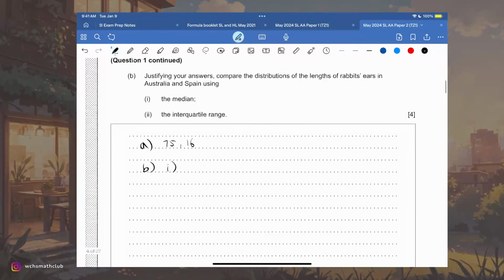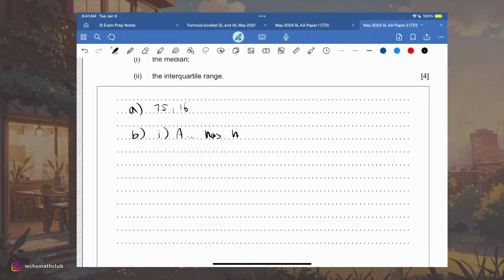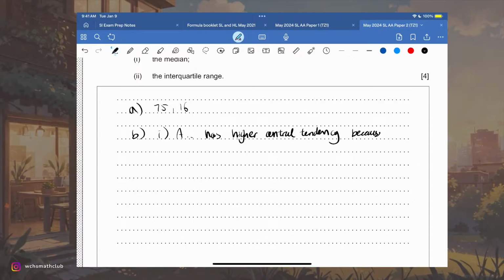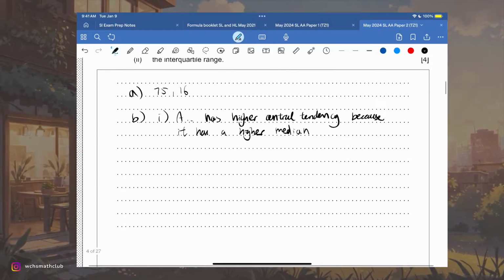So all I'm going to write down here is that Australia has higher central tendency because it has a higher median. And this is also part of the definitions you need to know for median, so don't forget that.